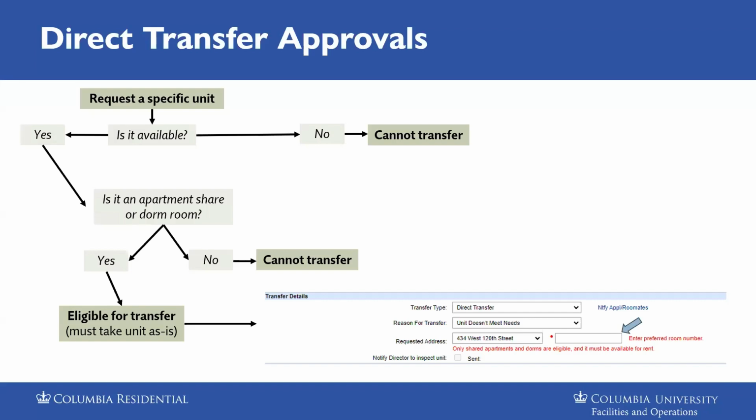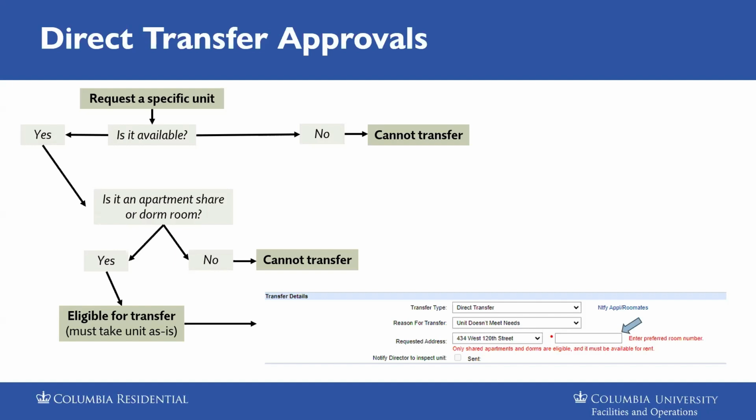And how do direct transfers get approved? Once you, the resident, submit your request via your housing portal, the unit is then reviewed by the operations team, and if the unit can be taken as is, meaning nothing needs to be done in the unit, no major work or anything like that, you'll be simply approved. Unfortunately, that's not always the case. And if you submit your request and work needs to be done in the unit, your request will be denied.